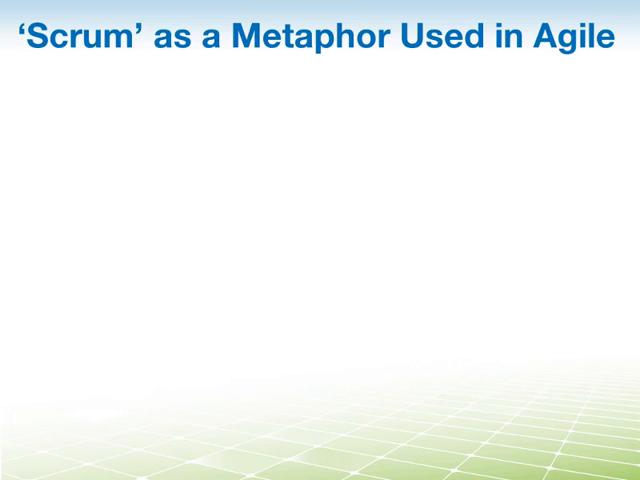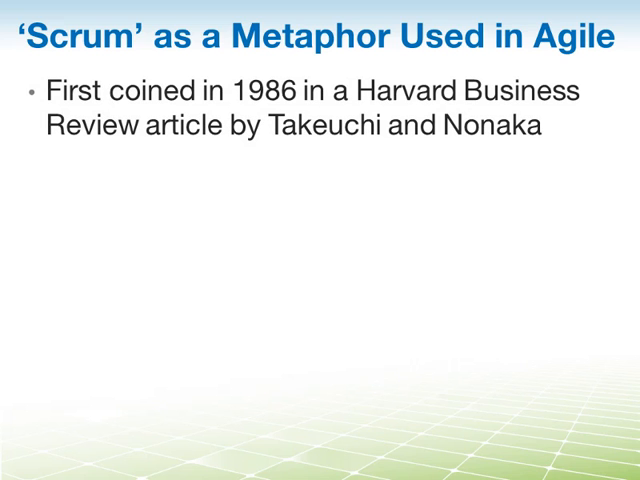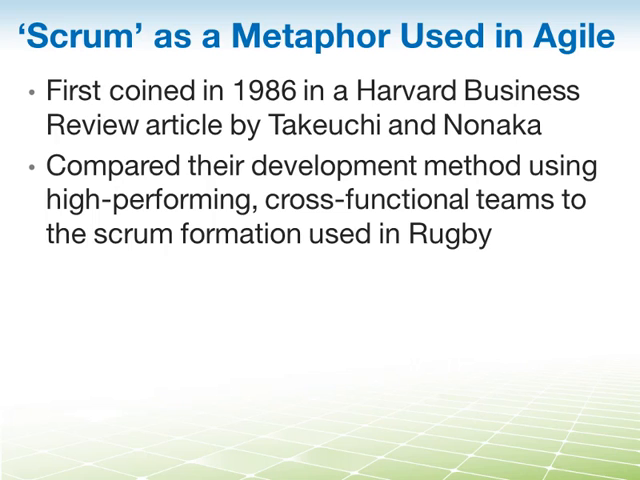Scrum was first coined with respect to Agile in the January-February 1986 Harvard Business Review article, The New Product Development Game, by Takeuchi and Nonaka, where they compared the high-performing cross-functional teams that they were using on their new method of software development to the Scrum formation used in rugby.